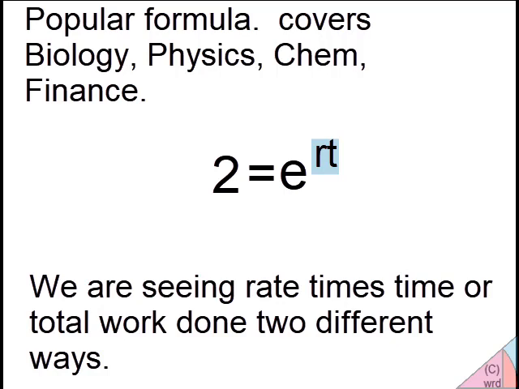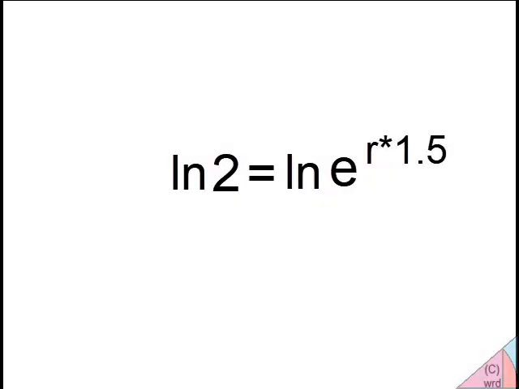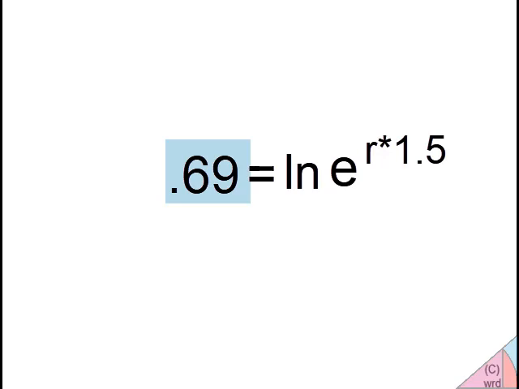What can we do to untrap rate and time so we can solve for rate? How about take the logarithm of both sides? That looks better. The logarithm of 2 is 0.69. Now for the right-hand side.